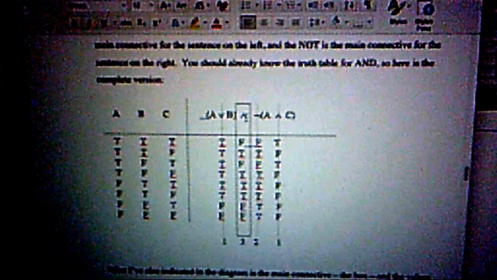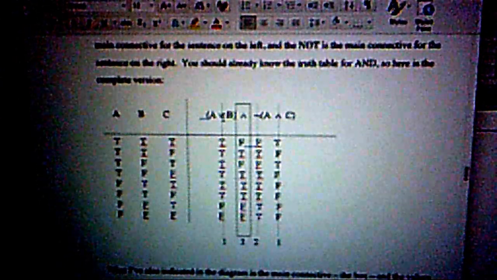Okay, now we can finally move on to the main connective. The main connective, if you remember from the very beginning, is the and. And what does it join? The main connective on the left side and the main connective on the right side. What's the main connective on the left side? Well, it's A or B, that's your sentence, but what's the main connective of that sentence? It's the or. And on the right side, it's not parentheses A and C. What's the main connective there? The thing you just did. It's the not, the thing you just did.